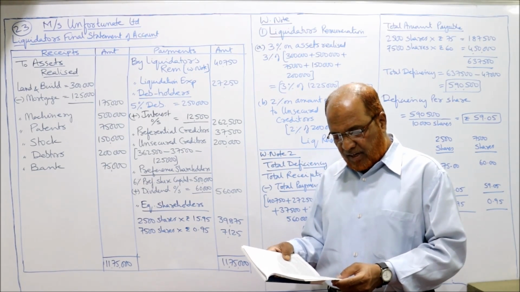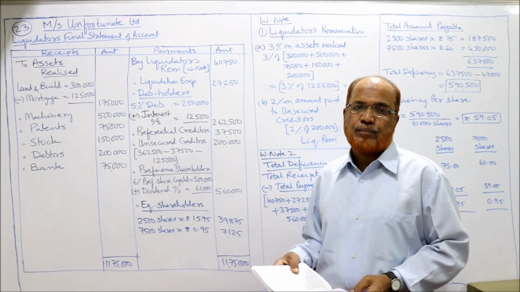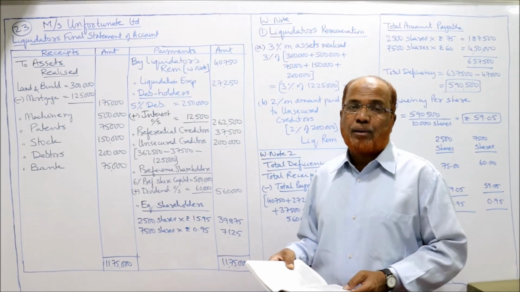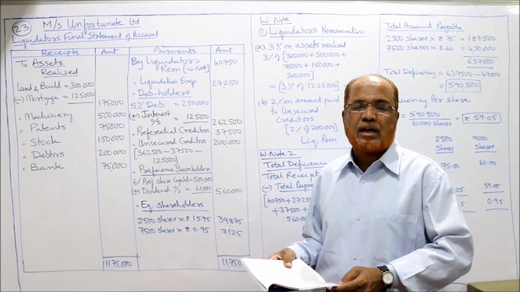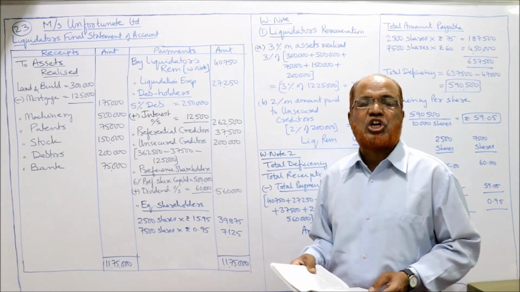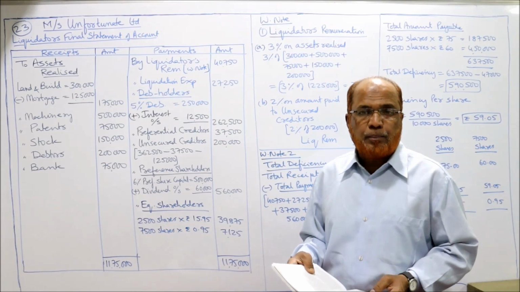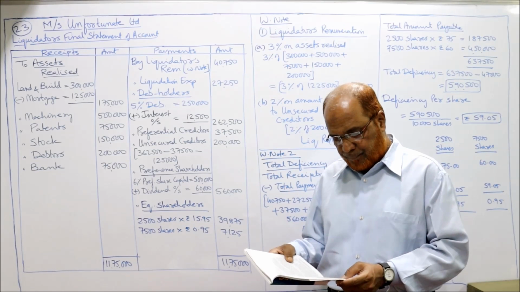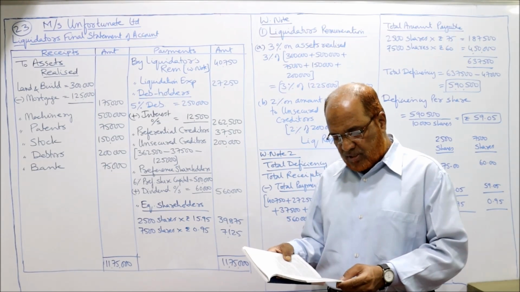The preference dividend was in arrears for 2 years. So first of all, we have to see whether the company is solvent or not. If the company is solvent, if the company is able to make full payment to unsecured creditors, then only preference share capital and arrears of preference dividend are payable. The assets realized were as follows.